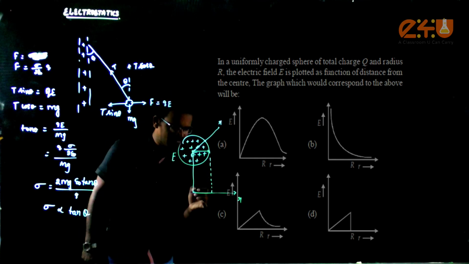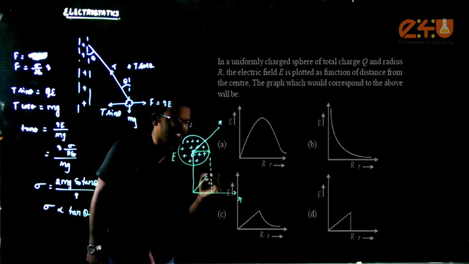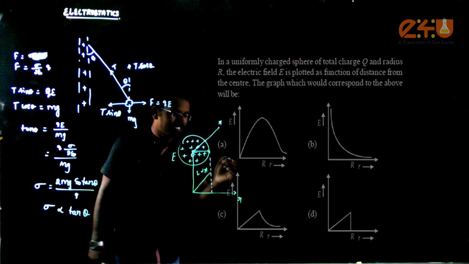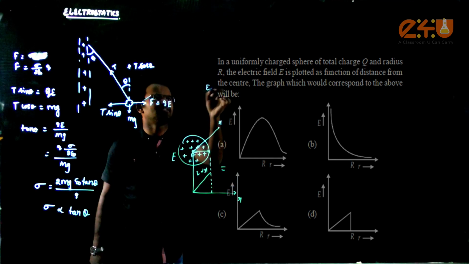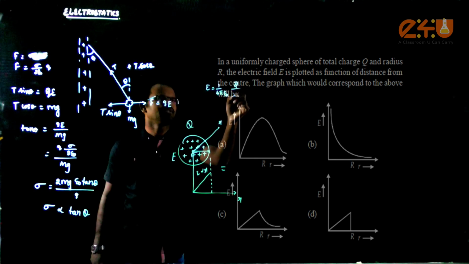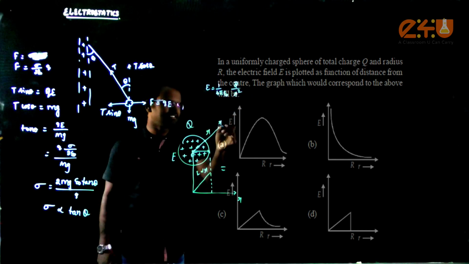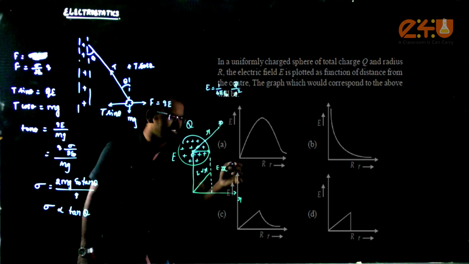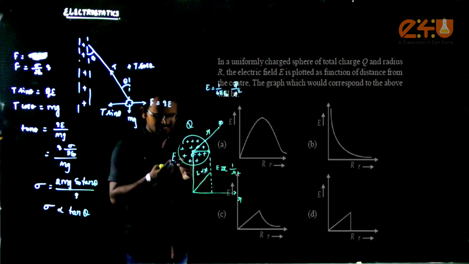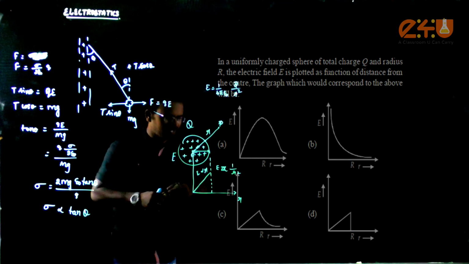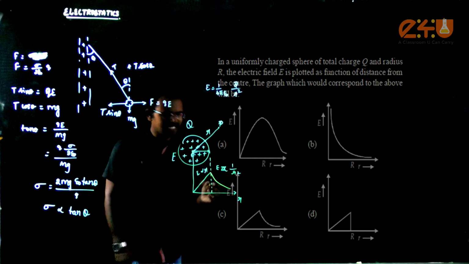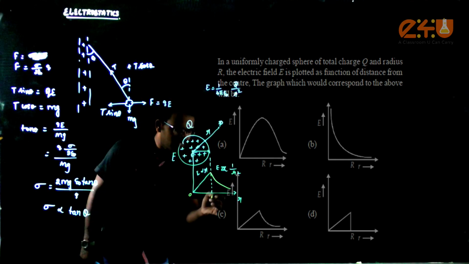Okay, so now the curve will keep on increasing because inside the sphere E is directly proportional to r. But outside we know that E is equal to 1 by 4 pi epsilon naught into total charge Q divided by small r square, where small r is the distance to a point P. So now E is inversely proportional to r squared. Inversely proportional, you know that it will keep on decreasing. Okay, so we can get the graph, and at the origin it is 0 and this is R.